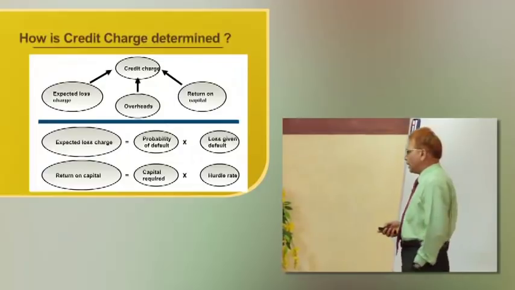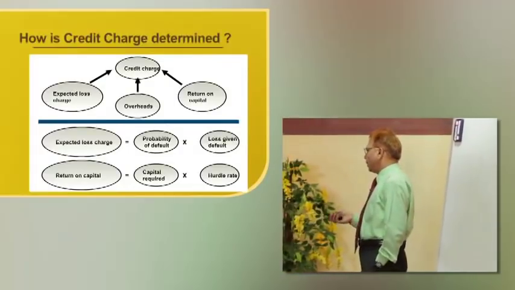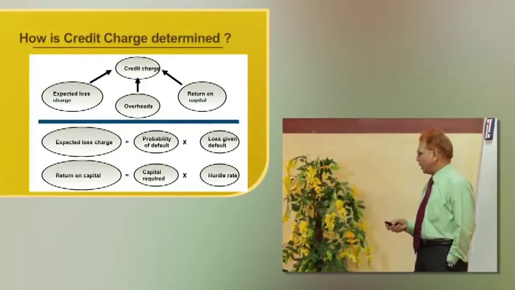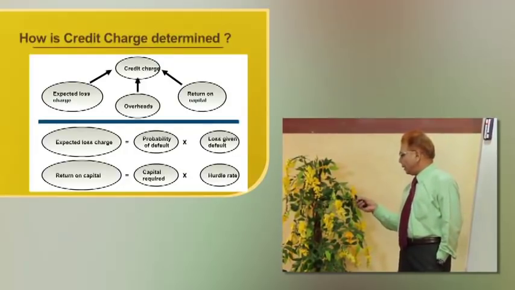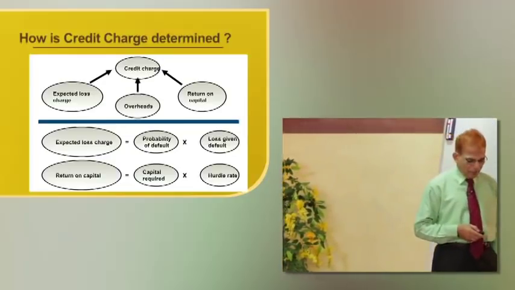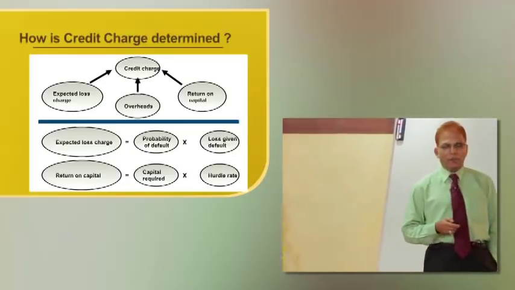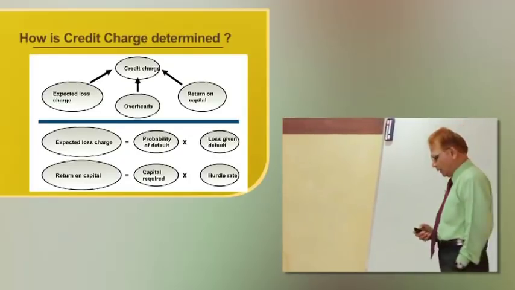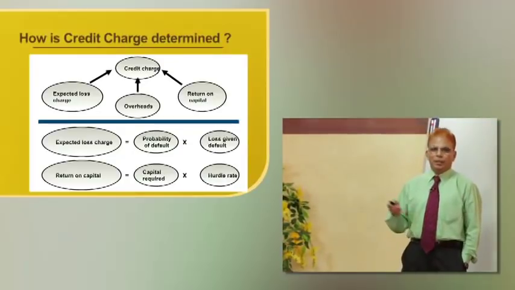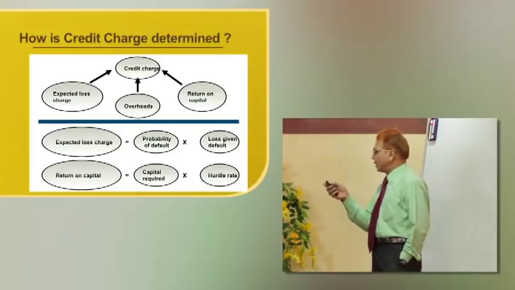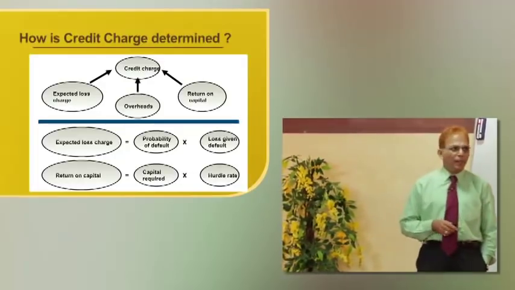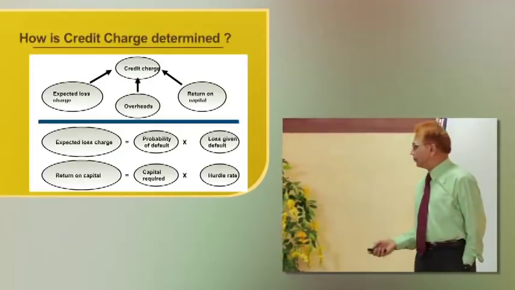So the expected loss charge comes out of probability of default multiplied by loss given default. Return on capital is the capital required into the hurdle rate. Hurdle rate is basically the expected return, or what we can also call an internal rate of return. So that is the minimum expected return on the economic capital. So the credit charge again comprises the expected loss charge, overhead, and the return on capital.